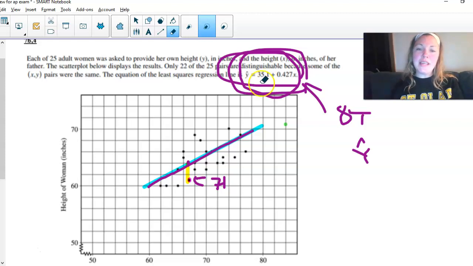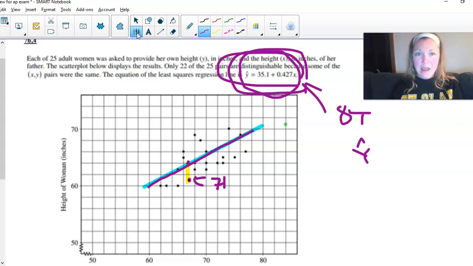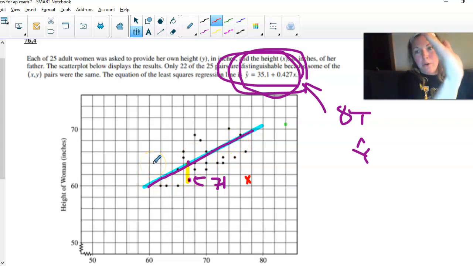This is just really getting at knowing: is something an influential point? Does it have leverage? So on and so forth. Slope and correlation are affected by extreme observations. For example, let's say I put a point down here. If this was a point, that's going to bring my slope down. It's going to take that slope and bring it down, okay?